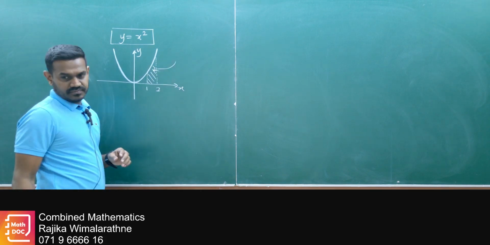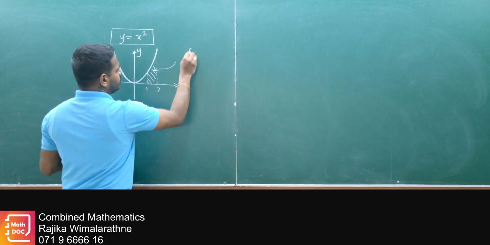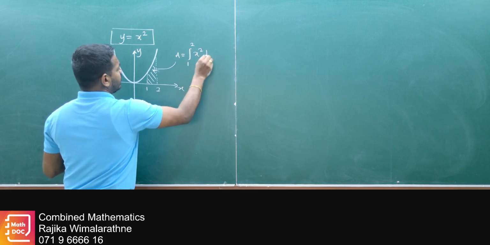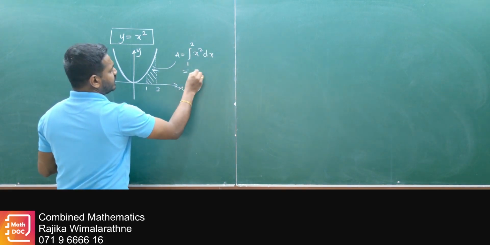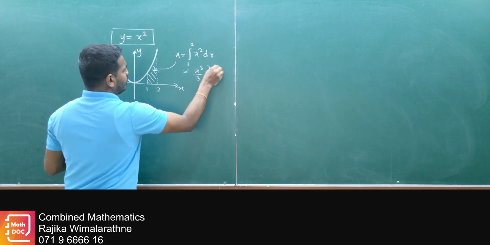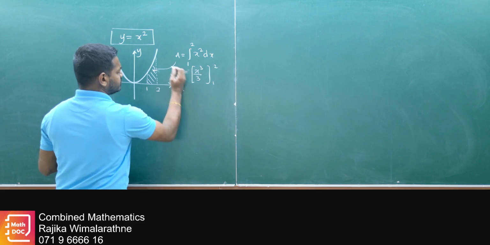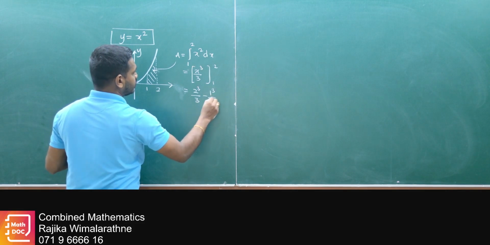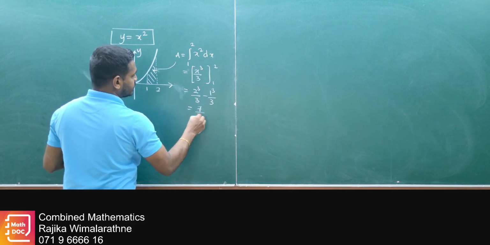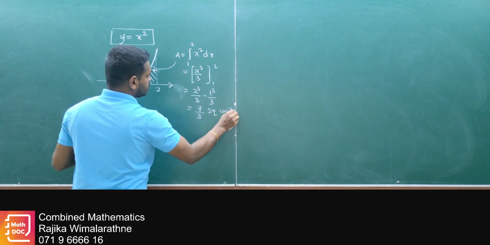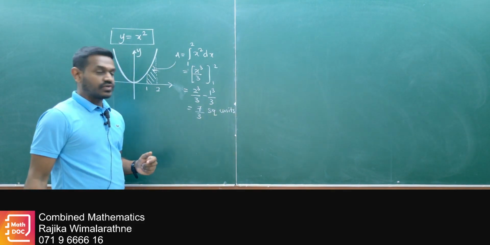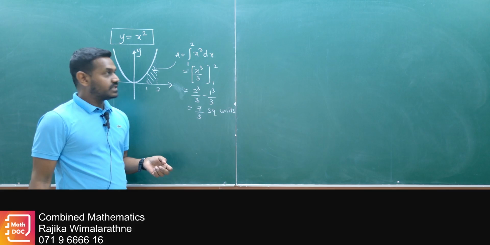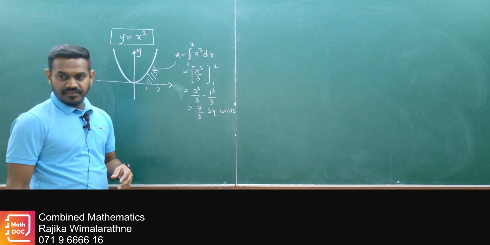Now let's see what will happen with this example. You take the area from 1 to 2 of the function x squared dx, then x cubed over 3 from 1 to 2. Substitute 2: 2 cubed over 3, substitute 1: 1 cubed over 3. 8 minus 1, so 7 over 3 square units. Then directly you can get the area. So if the function is in the first quadrant, then the definite integral directly represents the area.